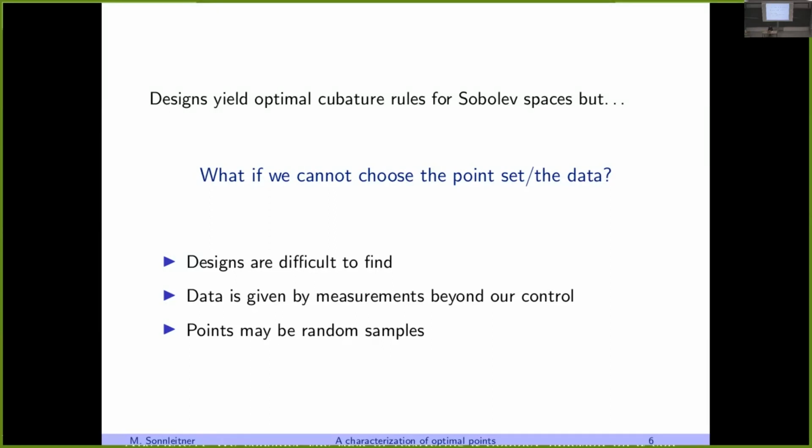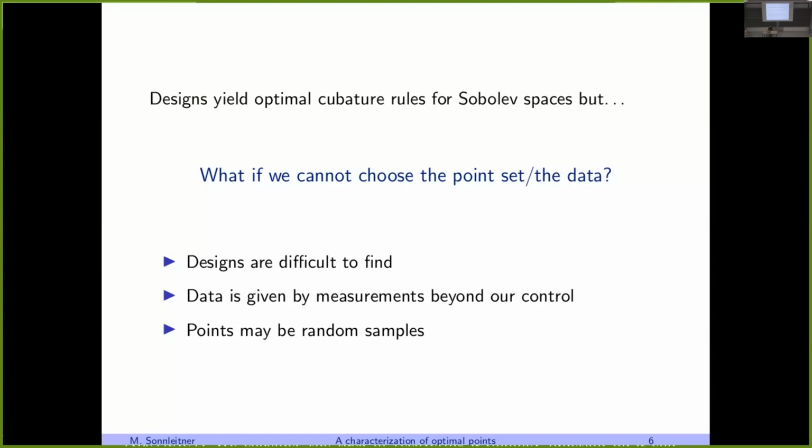Why look further? Maybe we consider here the case that the data cannot be chosen by ourselves. One reason for this is that these designs are difficult to find and compute for larger and larger n. And maybe the data is given by measurements from outside. So we just have the data and have to approximate the integral from this. And these points which we get may be random samples. This is a common assumption in machine learning, for example.